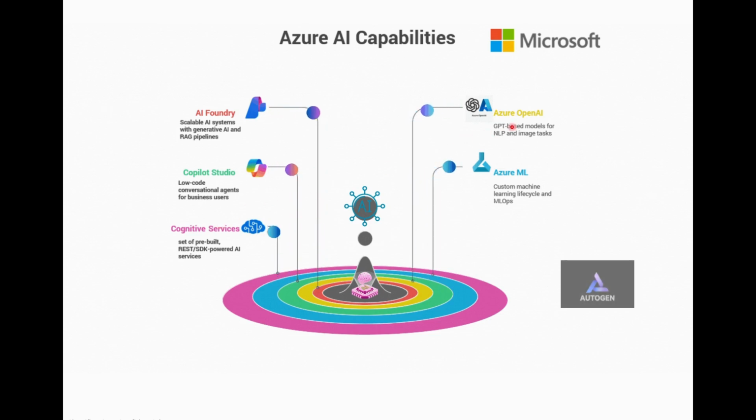And other, we have Azure OpenAI. So Azure OpenAI gives access to models like GPT or DALL-E, and Azure ML, Azure Machine Learning. It is an end-to-end ML platform, and we also covered AutoGen in the next slide.